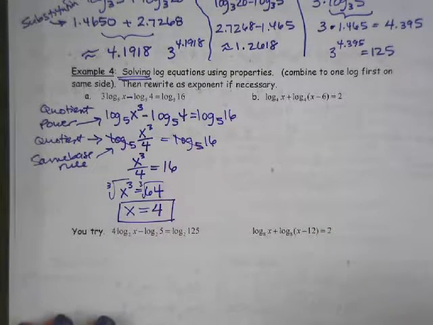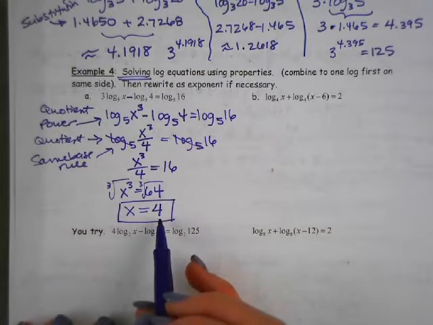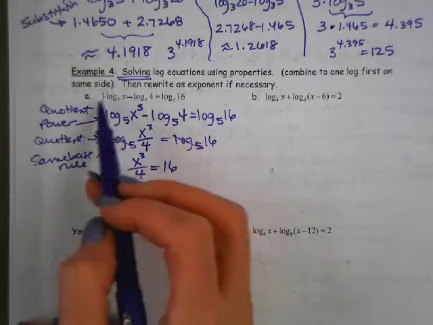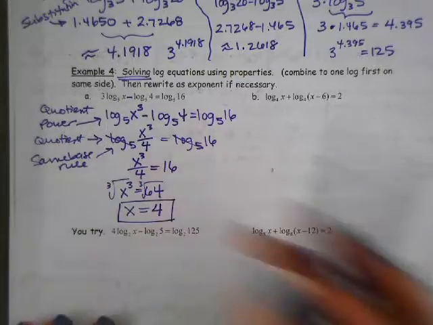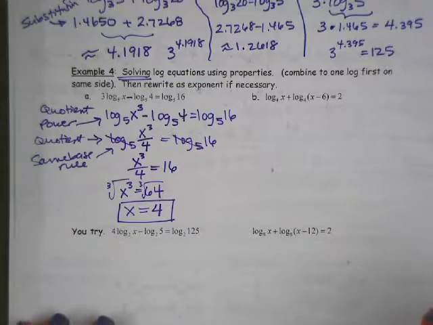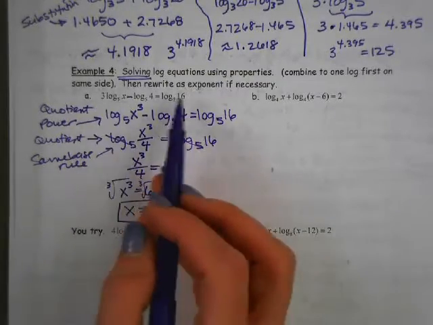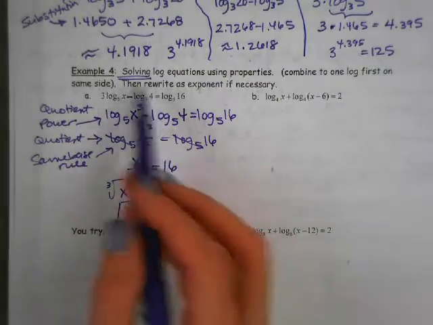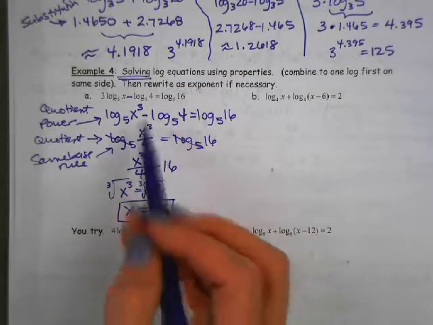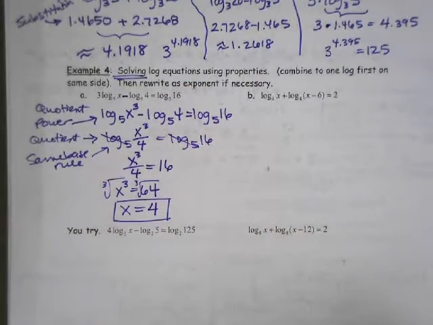Okay? So now if you plug in 4 and you put it into these evaluations, the left side would equal the right side. Okay? So again, you're taking multiple logs, and then on the one side, you're putting them together. Okay? Alright, let's try B.